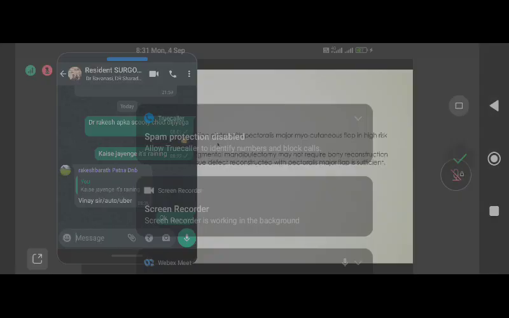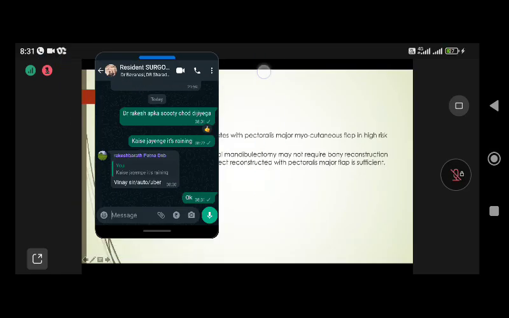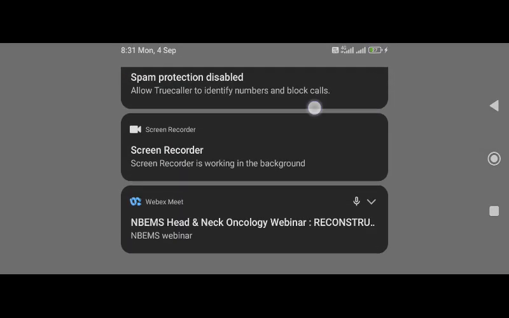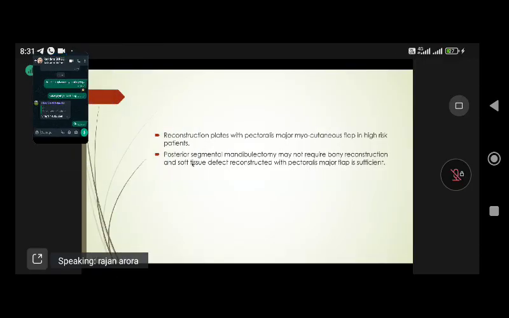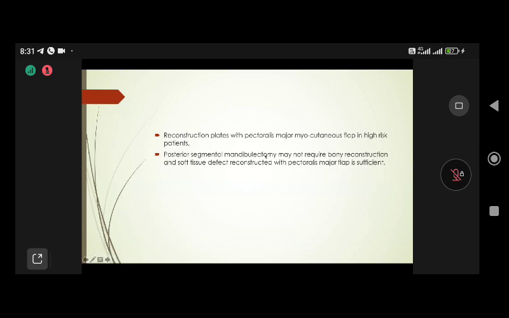We can also reconstruct it with a reconstruction plate with pectoralis major myocutaneous flap in a high risk patient. But in posterior segmental mandibulectomy, which may not require bony reconstruction, a soft tissue defect reconstructed with pectoralis major flap is sufficient.